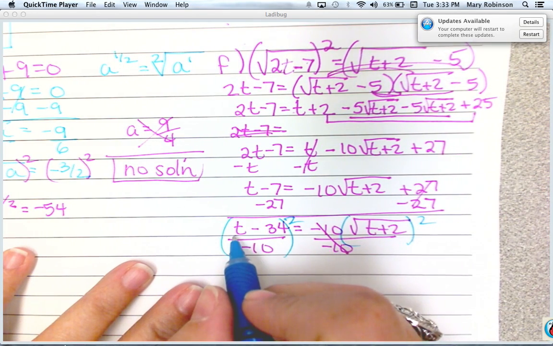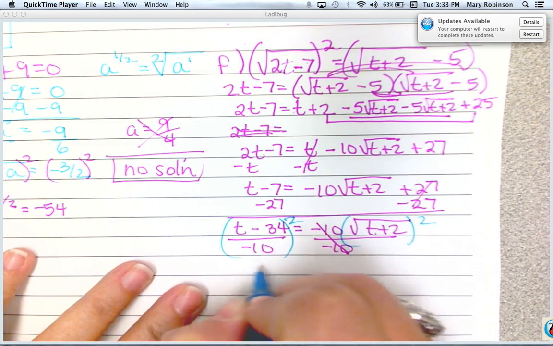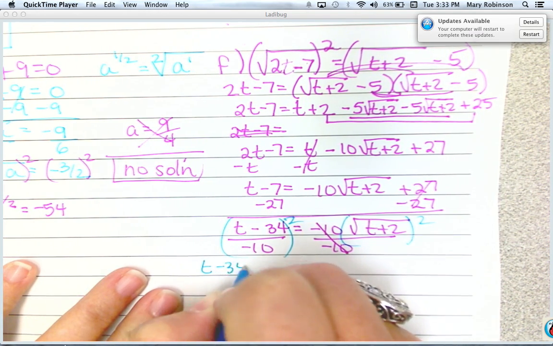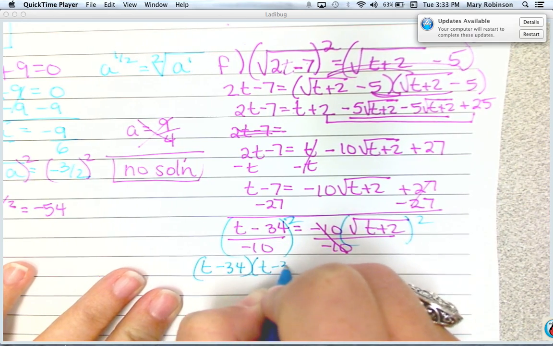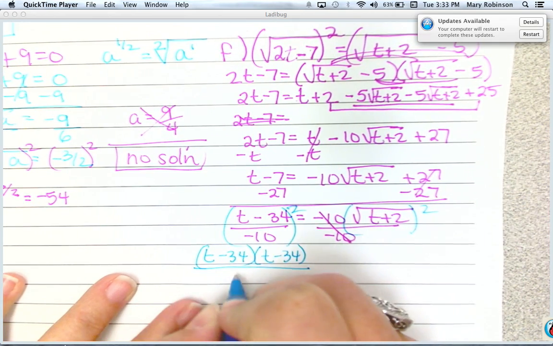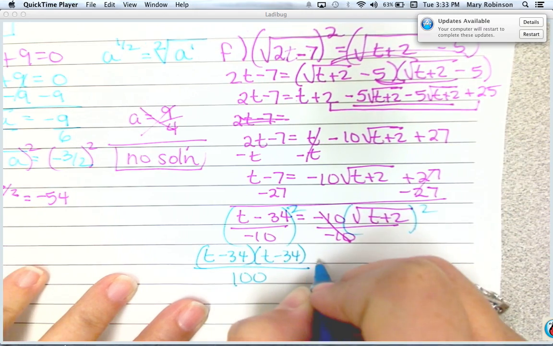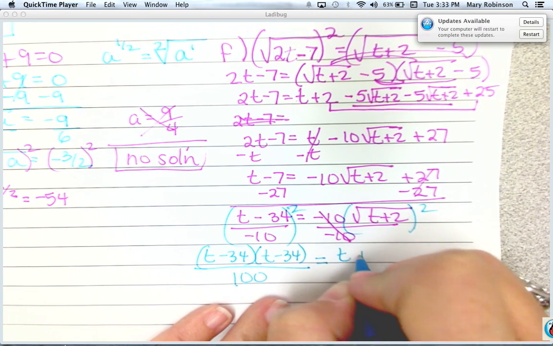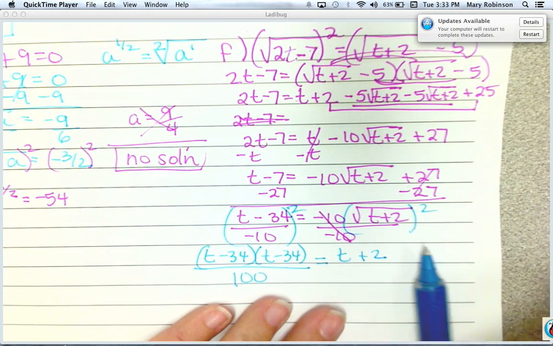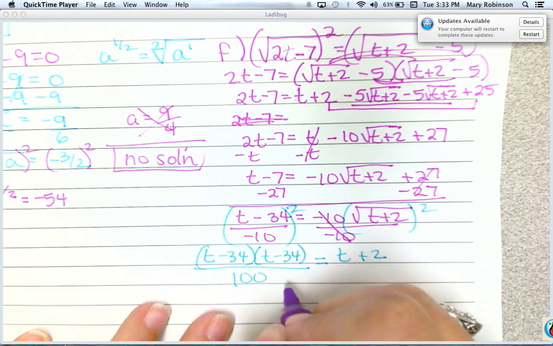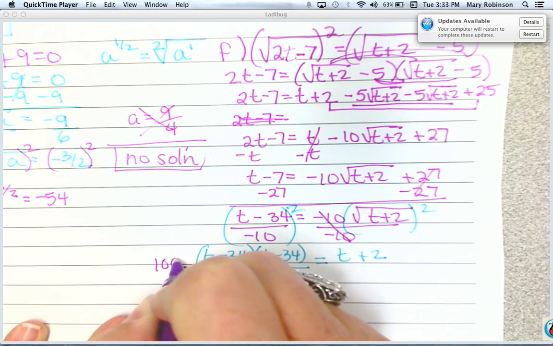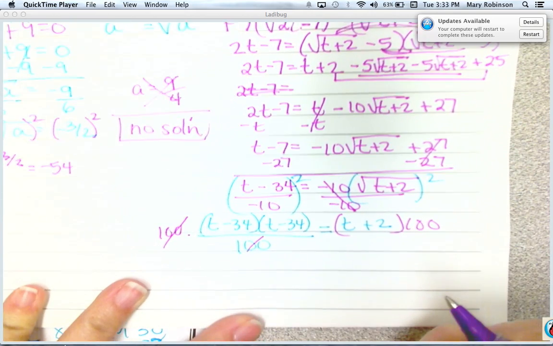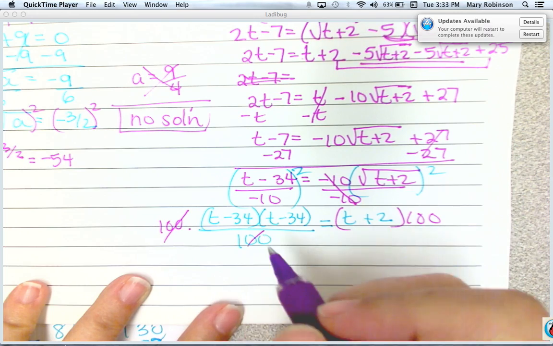So really what we're going to need to do is square this quantity and put it over 100. So if I square t minus 34, that means I write it twice, over negative 10 squared, which is 100, equals. But remember, when I squared the right side, I dropped the radical. Now what I want you to do is not be intimidated by this and recognize that we can multiply both sides by 100. And this will cancel out on the left. So let's go ahead and multiply that out.